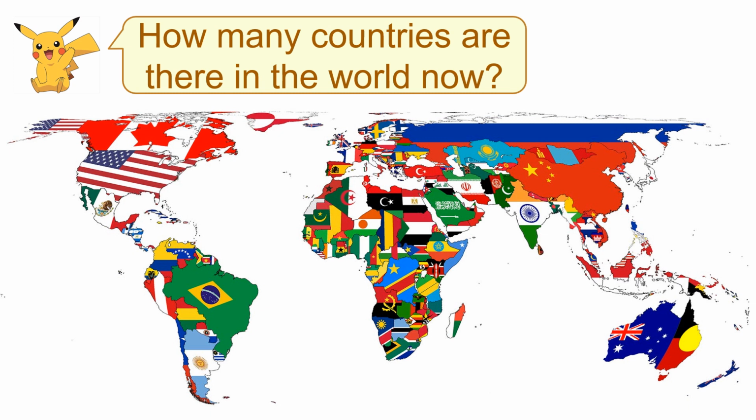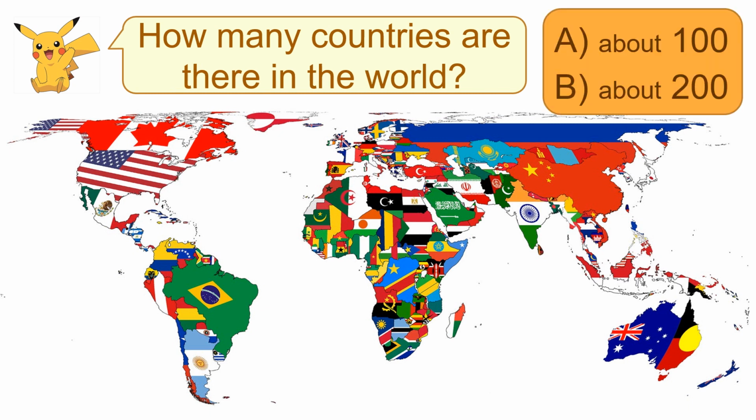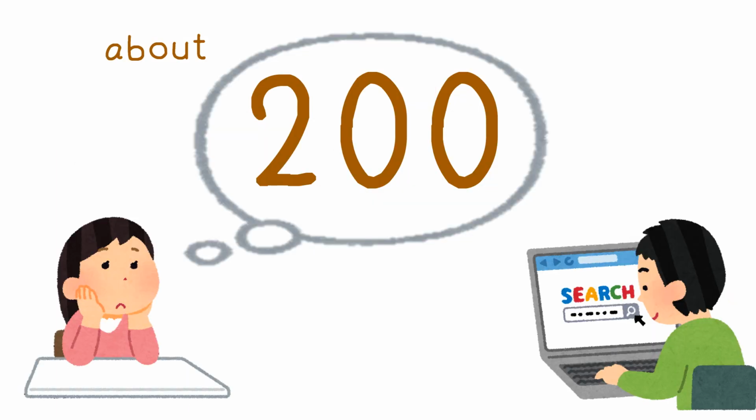Before we start learning about country names in Japanese, here is a question. How many countries are there in the world now? A. About 100, or B. About 200. 答えは B. About 200 です。Actually, when I searched for the answer, there was not one clear answer.